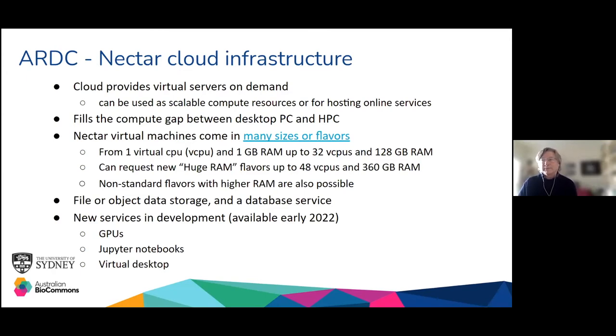Those servers come in many different sizes, or what we call flavors, everything from a virtual machine that has a single processor, all the way up to 32 virtual processors and 128 gigabytes of RAM, which is a pretty chunky compute server. Recently, we're supporting what we call huge RAM flavors, up to 360 gigabytes of RAM and 48 virtual cores. But those are of very limited availability, and you need very good reasons for using something that large. But you can do it, and you can also have non-standard flavors if you need more than that. That's possible with some negotiation.